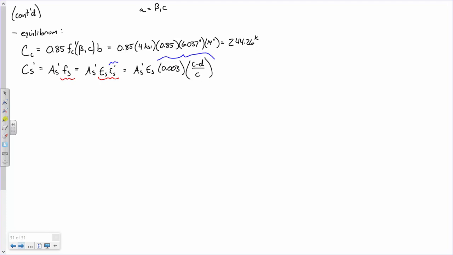We can't use that one because the C changes. Exactly right here. These are the discussion points I want to have. We can't use that epsilon sub s because it's a different C. Man, I'm glad somebody asked that. All right. So 1.20 inches squared, 29,000 ksi, 0.003, 6.037 inches minus 2.5 inches over 6.037 inches. What does that give us? Say it again. Do I have a second on that?